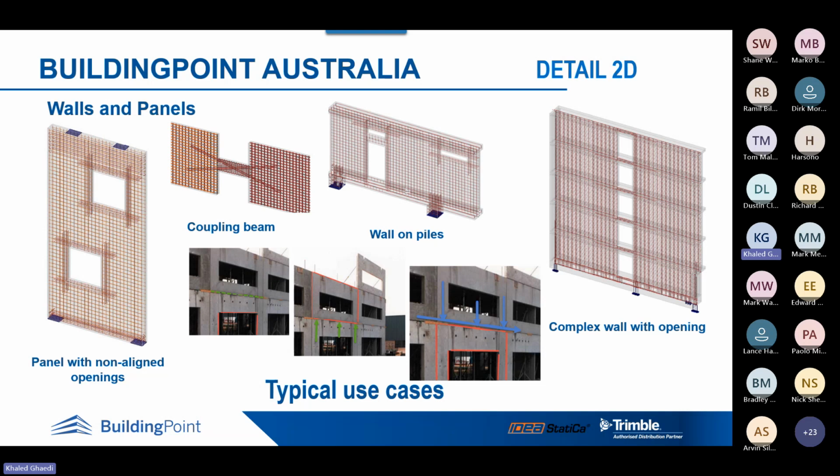I prepared some typical use cases just to give you some feeling about how the software works, and what kind of problems you can solve with IDEA StatiCa Detail 2D. As you can see here, some examples for walls and panels: coupling beams, panels with non-aligned openings, or walls on piles. You can simply set these up in IDEA StatiCa Detail 2D and put in the reinforcement. You can do topology optimization to optimize the geometry of the concrete section, and also optimize the reinforcement.